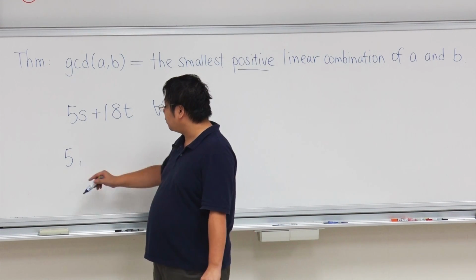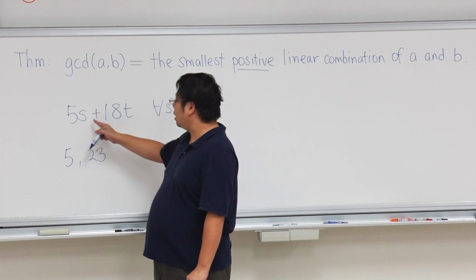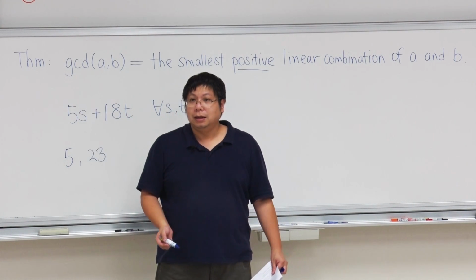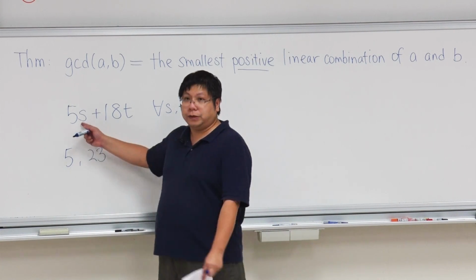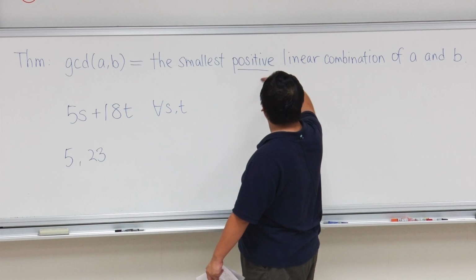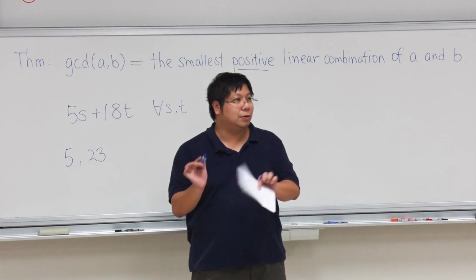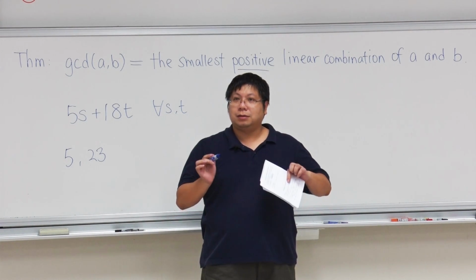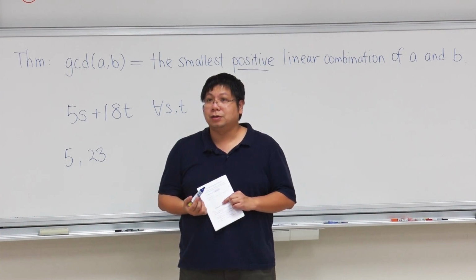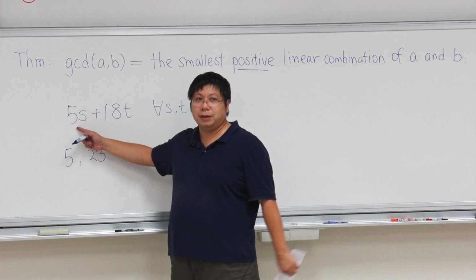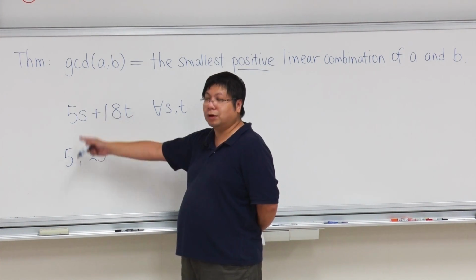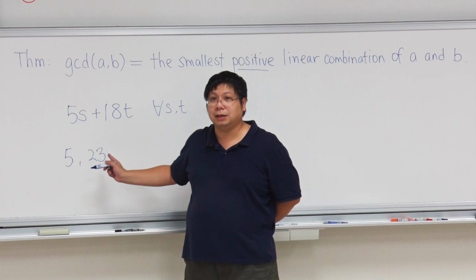So I can also have 23. I put 1 here and 1 here, then I get 23. I can have 0 here. But here we want to talk about the smallest positive linear combination. So we will consider only linear combinations so that the resulting thing is a positive integer. So 0 is a linear combination by putting 0 here and 0 here, but we won't consider it as a candidate for the GCD.